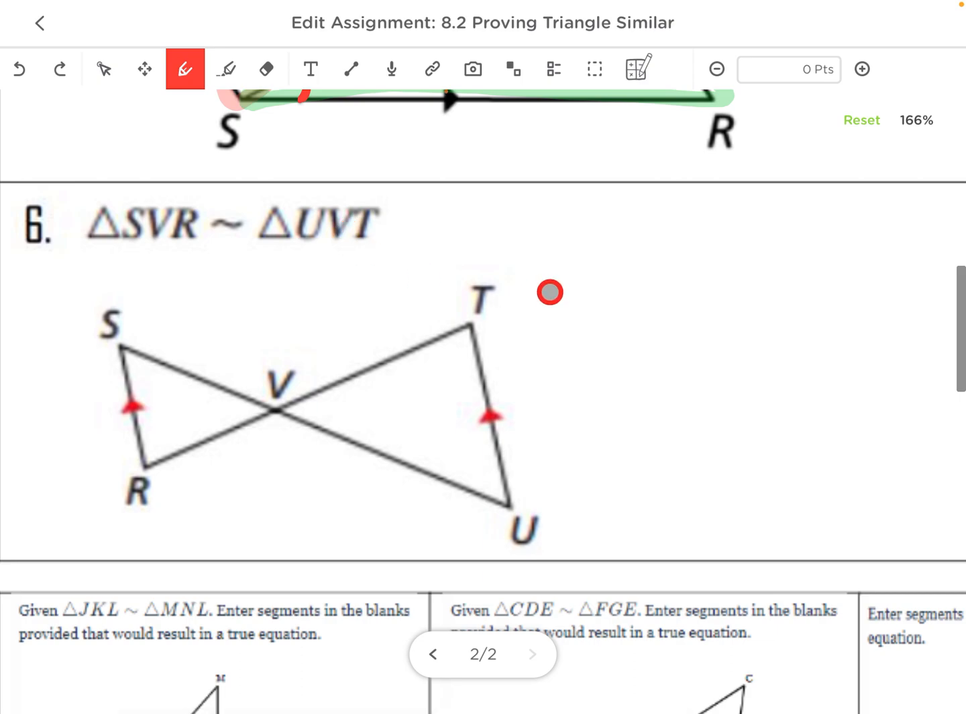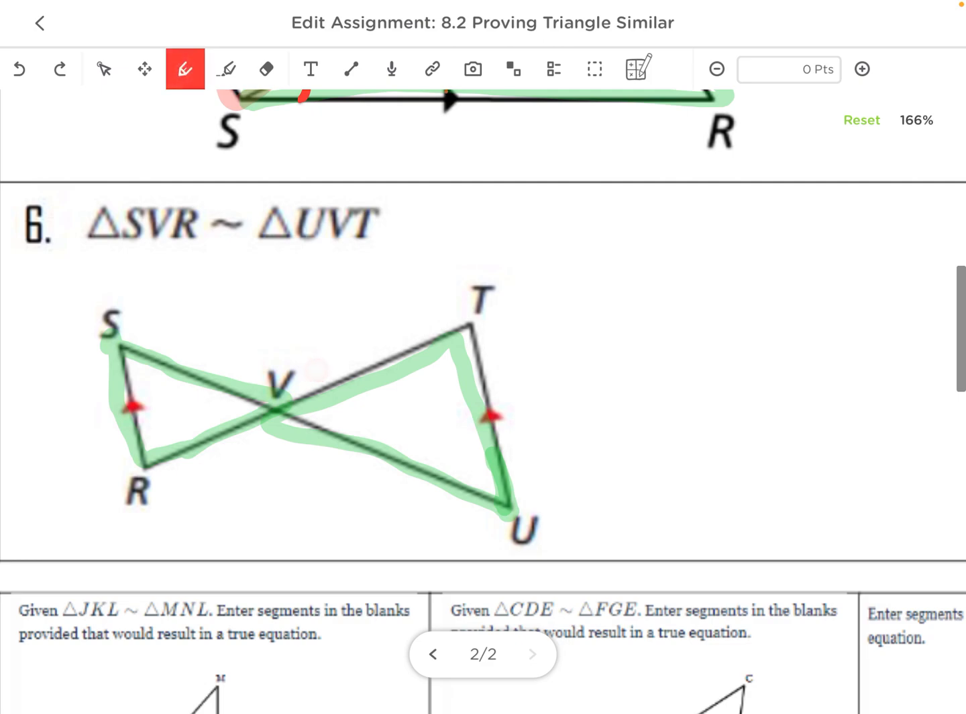What about this last one? This tells us that these two triangles are congruent, right? So we have two triangles. This one right here, SVR, and then UVT, right? Those two. Okay, so what do we know?